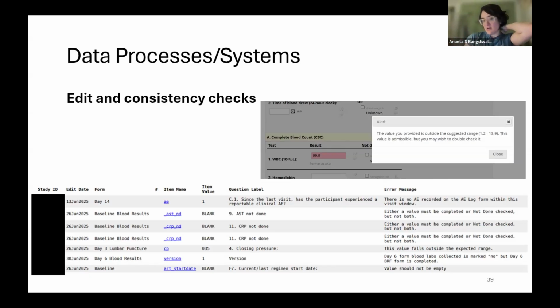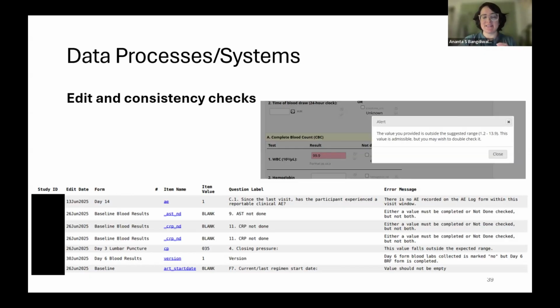So in our current platform trial, we have these queries running every night, and the sites can go in and look at what is not complete in the data. What is potentially inaccurate? Like here you're seeing there's potentially a closing pressure for a lumbar puncture that's maybe out of the expected range. We need to double check it, that kind of thing.